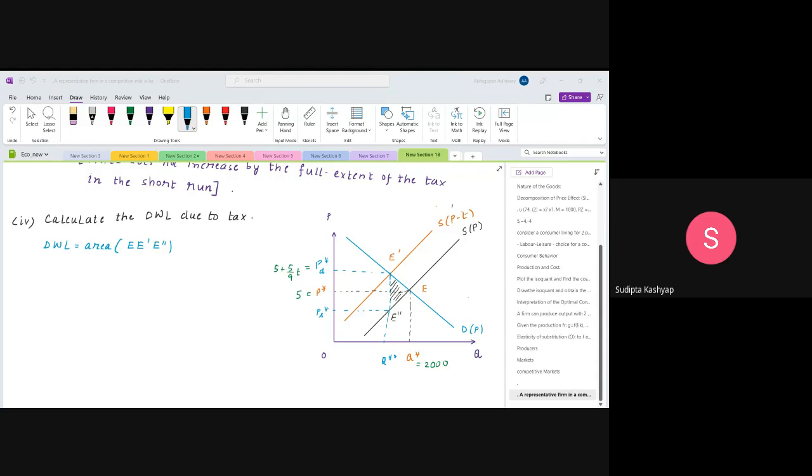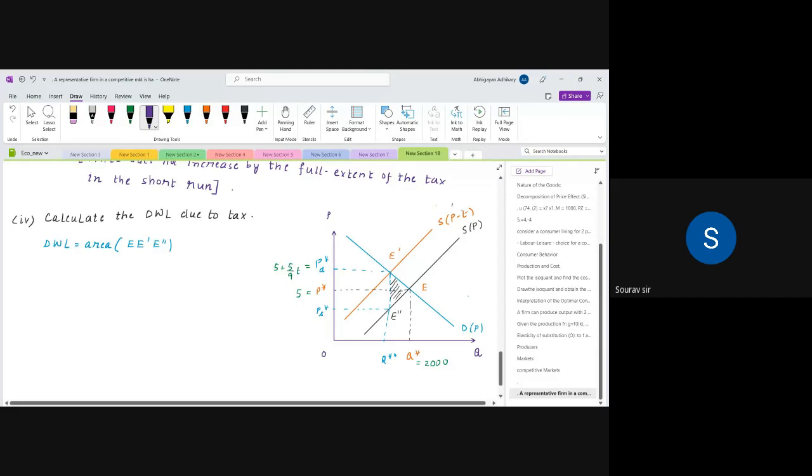So we find the other quantity, so we get the half into base into height formula. Yeah, makes sense. So what is the other quantity? Can anyone tell me? We have got the post-tax market price, right? So if you simply substitute that in the demand function, you will get Q double star.